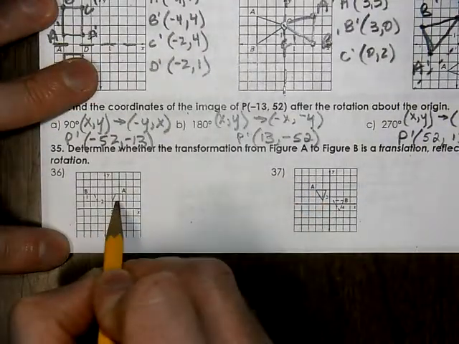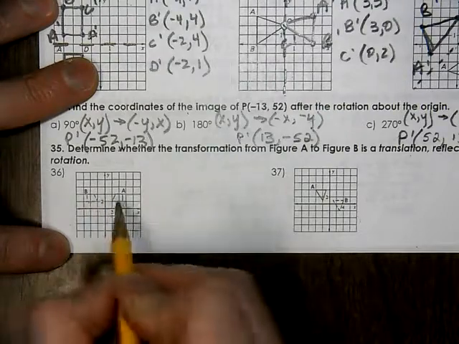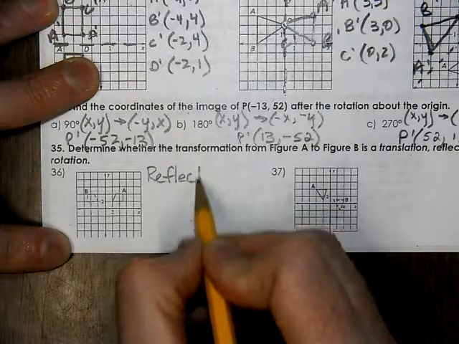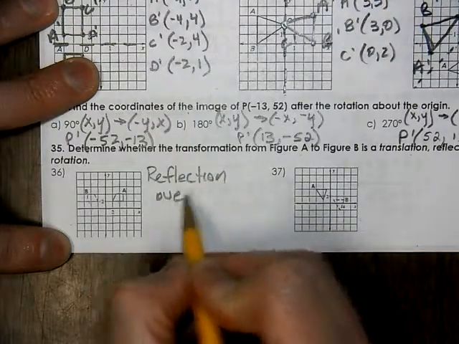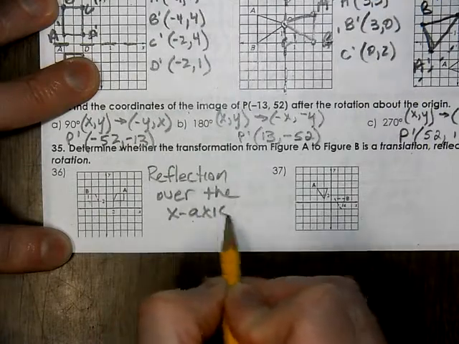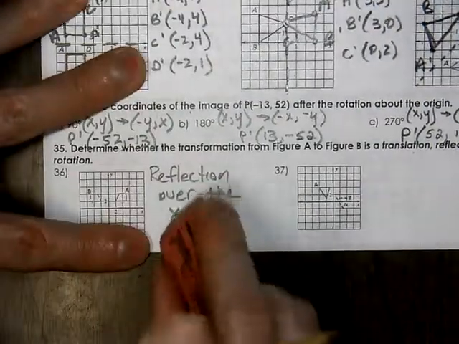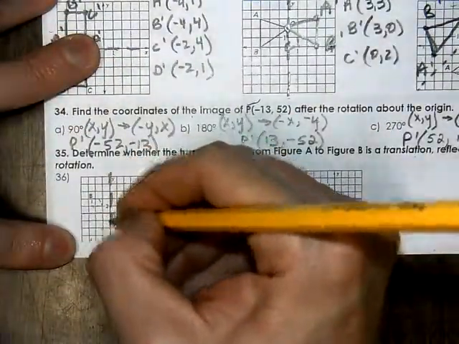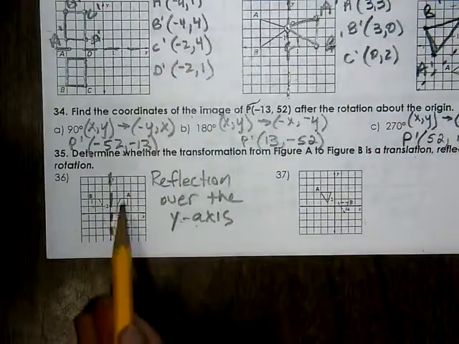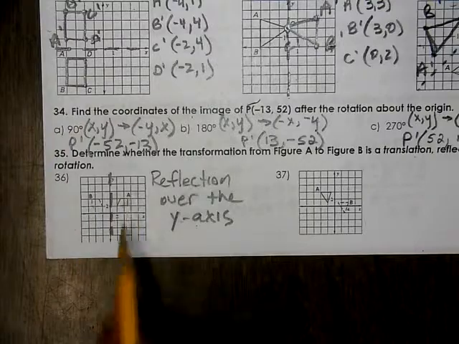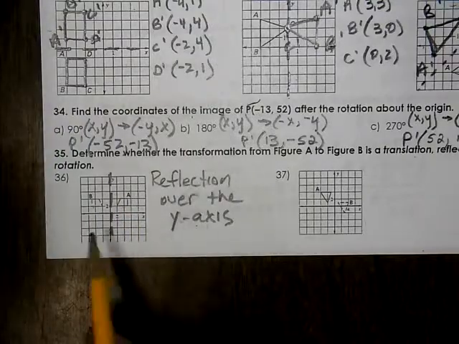So in this case, we start here, we're reflecting. It's a reflection over the x, whoops, not the x-axis, it's a reflection over the y-axis. Your figure is going from left to right, it's over the y-axis, not up and down, which is over the x-axis.